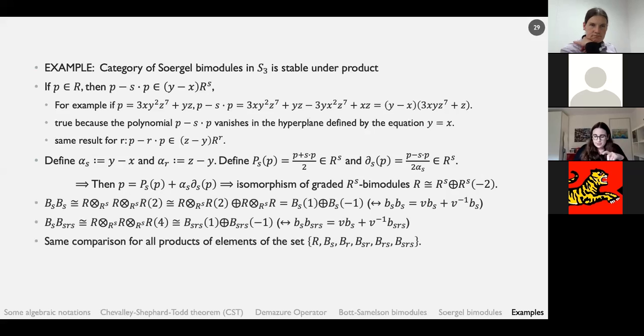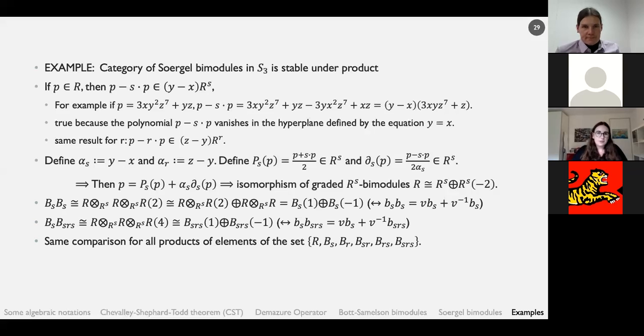As a direct consequence of this equation, we obtain the isomorphism that BS is equal to BS with a shifting grading of 1 with a direct sum of BS with a shifting grading of -1. We basically just get that by plugging in the definition of BS. But if we compare the isomorphism with the equality in the Hecke algebra, that BS is equal to V BS plus V to the power of -1 BS, we see a connection there.